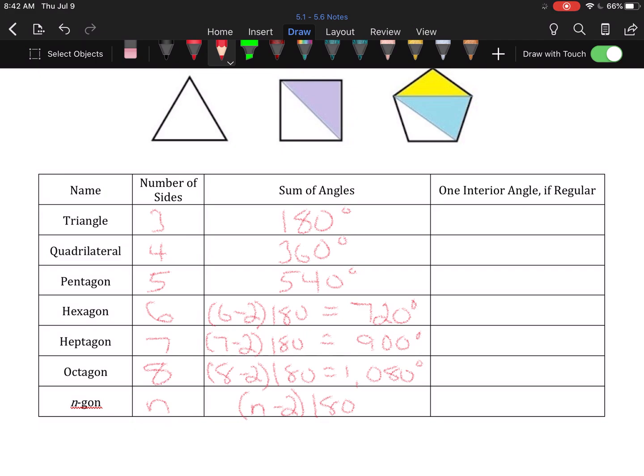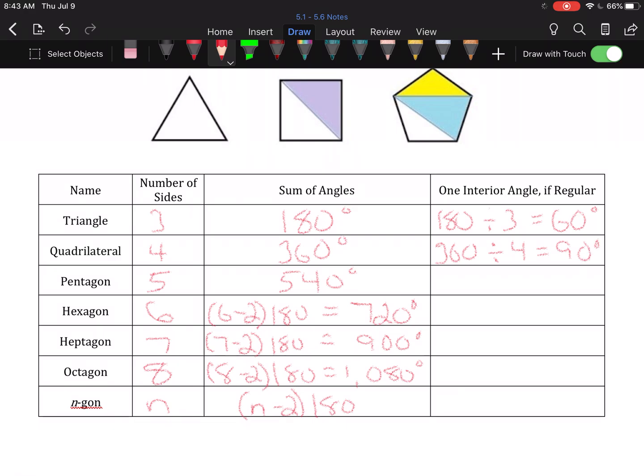Now, if it's a regular polygon, what we're saying is all the angles are the same. The way we figure out what it is, we take the sum of the angles and divide by the number of sides. So in a triangle, one interior angle would be 60 degrees if it's regular. In a quadrilateral, we will take the 360 and divide that by 4 to get 90 degrees.